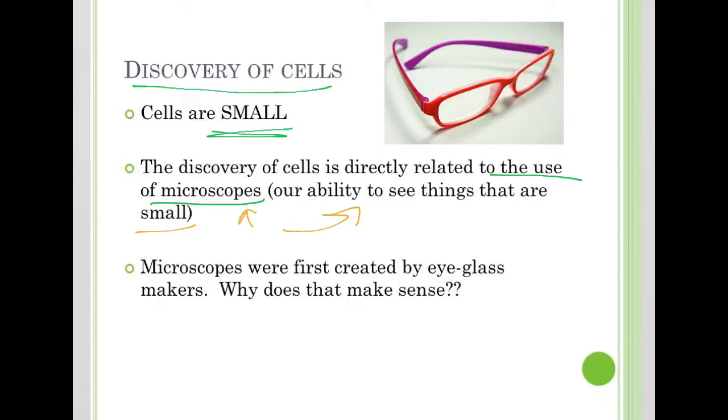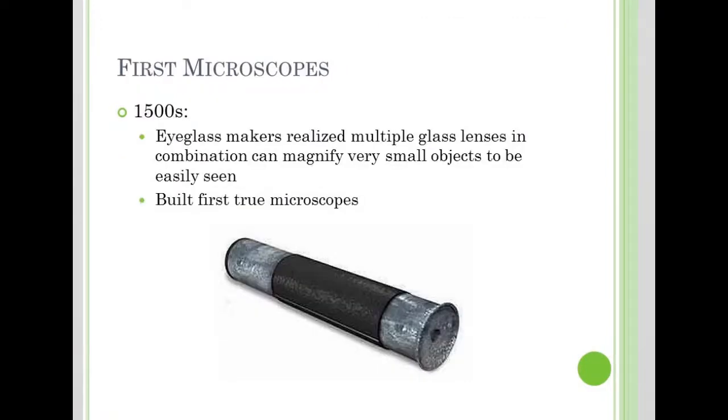of microscopes. Microscopes were first created by eyeglass makers, and that of course makes sense because these were people developing lenses. Some of the first microscopes in the 1500s, eyeglass makers realized that multiple glass lenses in combination can actually magnify really small objects to be easily seen. And they built the first true microscopes, one of which might have looked like this.